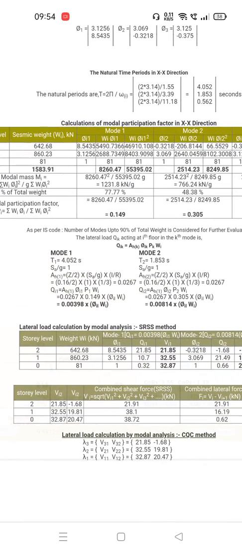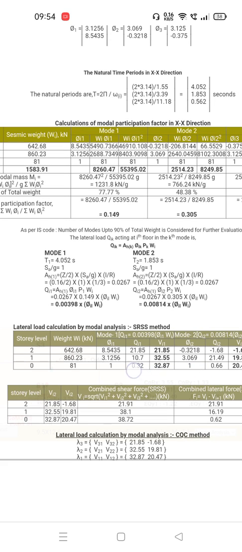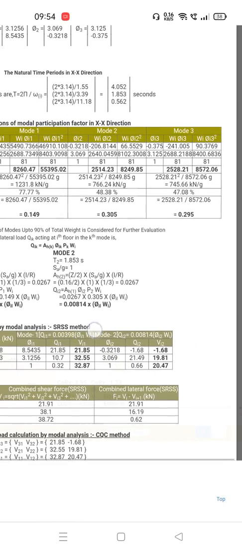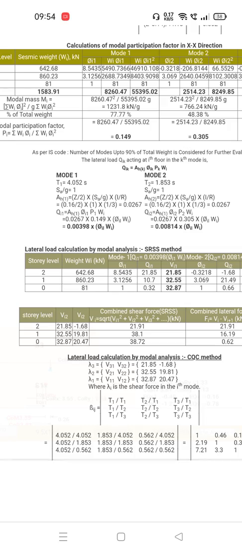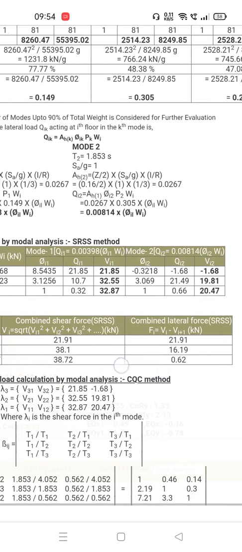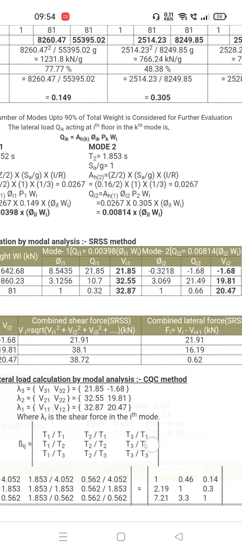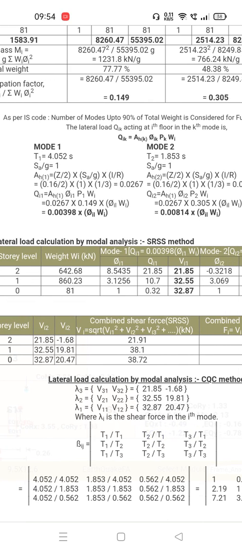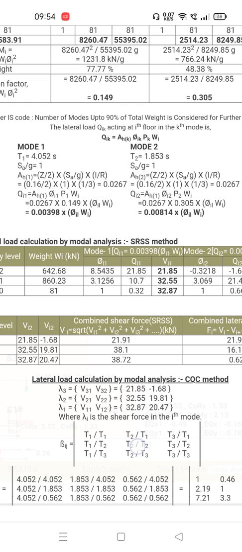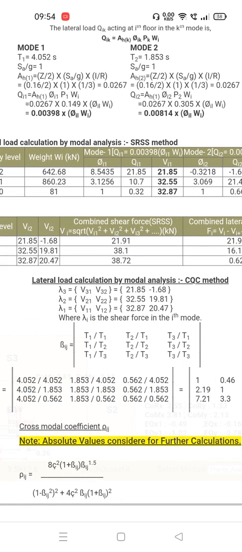Now lateral load calculation by modal analysis by SRSS method, that is tabulated in this. Second, lateral load calculation by modal analysis, CQC method, by this matrix.